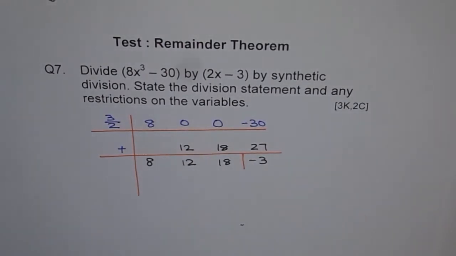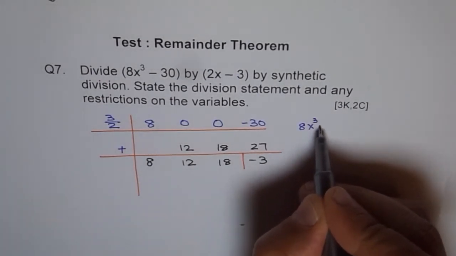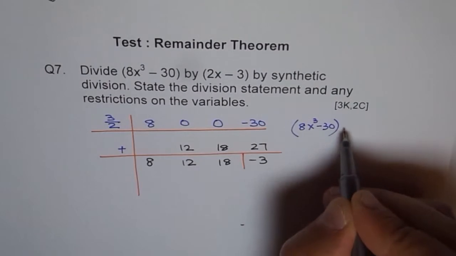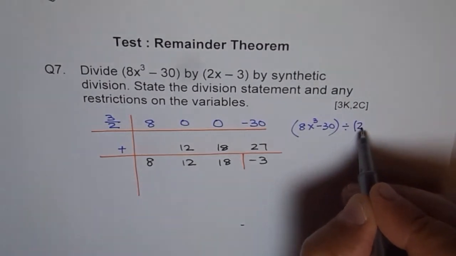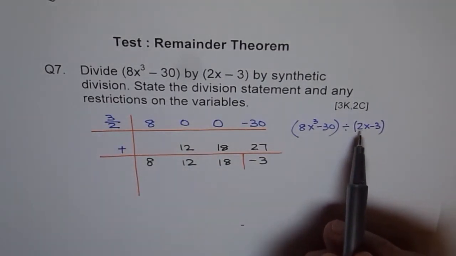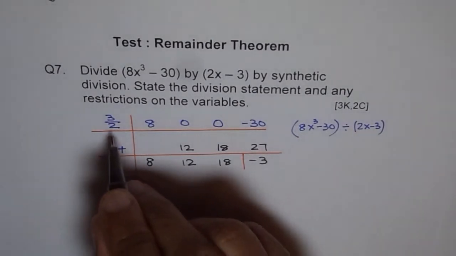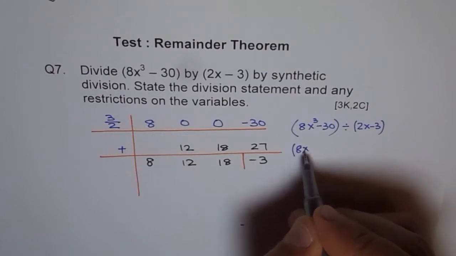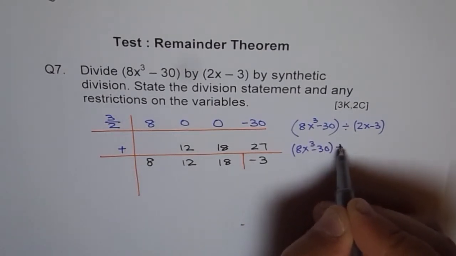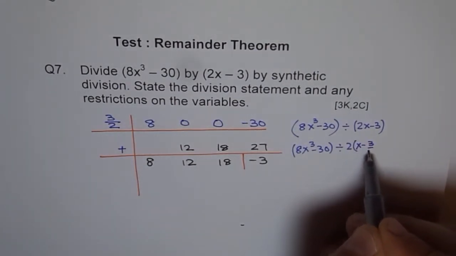Now here I would like to highlight one thing. What we really did here was that we were supposed to divide 8x cubed minus 30 divided by 2x minus 3, right? But what did we divide by? We actually divided by 3 over 2, not 2 times. So let me write this as, what we did here was actually 8x cubed minus 30 divided by, let's take 2 factor outside, right? Then you are left with x minus 3 by 2.